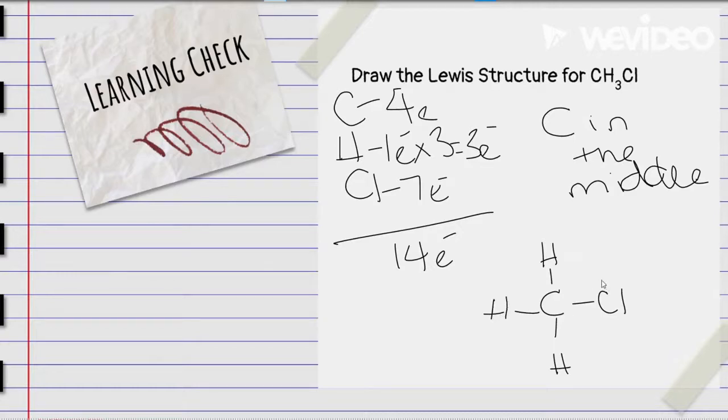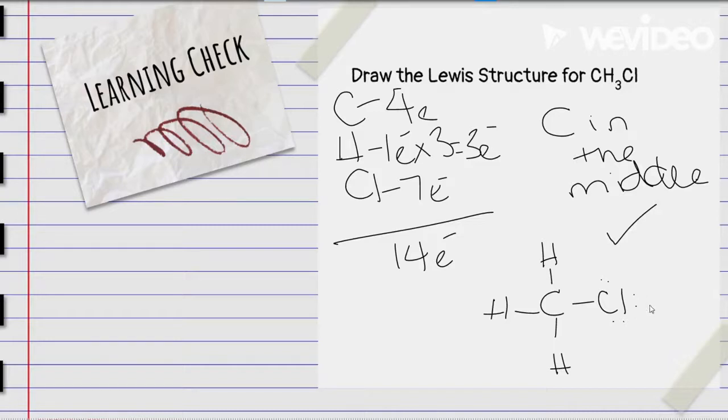We're then going to add 6 electrons, or 3 lone pairs, to our chlorine to satisfy our octet rule, because now we have 2, 4, 6, 8. So we now need to check to see if we've used 14 electrons. 2, 4, 6, 8, 10, 12, 14. And carbon has 8 electrons on it because it has 4 bonds. So this is a good check.